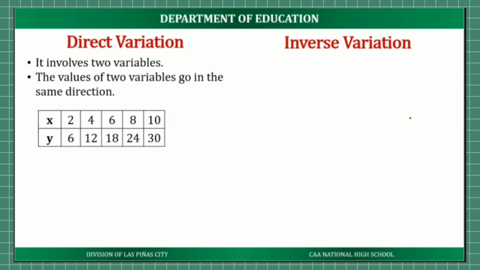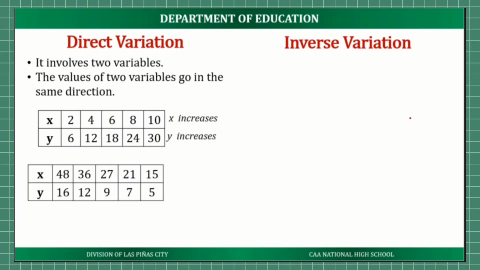So, let's have an example. We are given this table of values, and then the values of x are 2, 4, 6, 8, and 10. And then the values of y are 6, 12, 18, 24, and 30. So, if you notice, as the value of x increases, the value of y also increases.